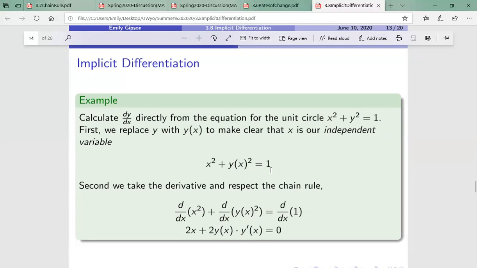Next, we take the derivative and we respect the chain rule. So this first one, d/dx of x squared, that's pretty simple. But our second term, d/dx of y of x squared, we're going to want to say derivative of the outside, so 2 comes down in front, times y of x, 2 minus 1 is 1, times the derivative of the inside, and our inside function is y of x. Now, we don't know what the derivative of y of x is yet. That's what we're trying to find. So we can just leave it in the form y prime of x. And then we know that d/dx of a constant value is equal to 0. So altogether, the derivative of our expression is 2x plus 2y times y prime equals 0.